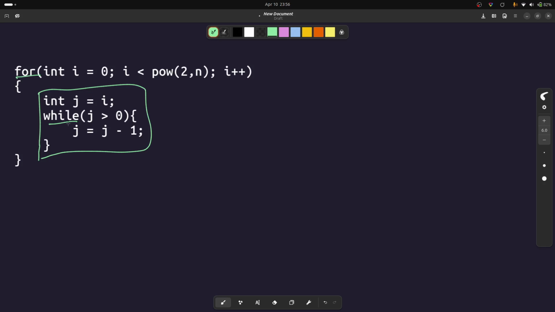If I just look at this part, I see there is a j, and as long as this j is greater than 0, it is decrementing j. So the while loop runs as long as j is greater than 0, and in each step it decrements j by 1. If j was initially 5, then the while loop is j greater than 0, j minus minus, which is j equal to j minus 1. So 5 will become 4, then 3, then 2, then 1, and then 0.